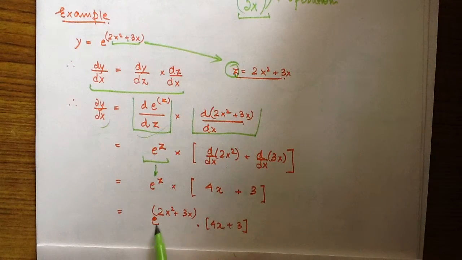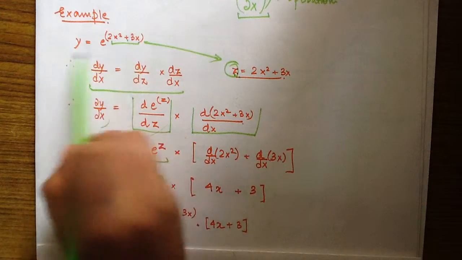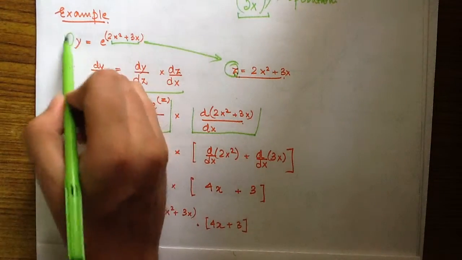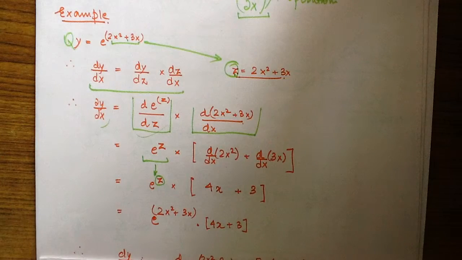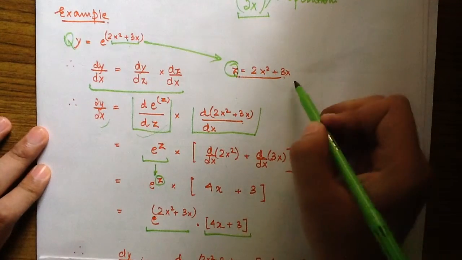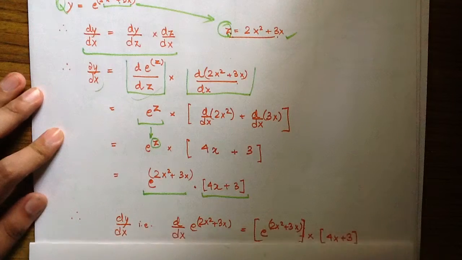And finally, I have to replace z because z was not stated in the question. This is the question and it did not really give us what z should be. So we have to state our answer in terms of x itself. And when we do that, we have to replace z with x. That is, we have to write z in terms of x. And that is simple because we had assumed it ourselves, so it's simple.